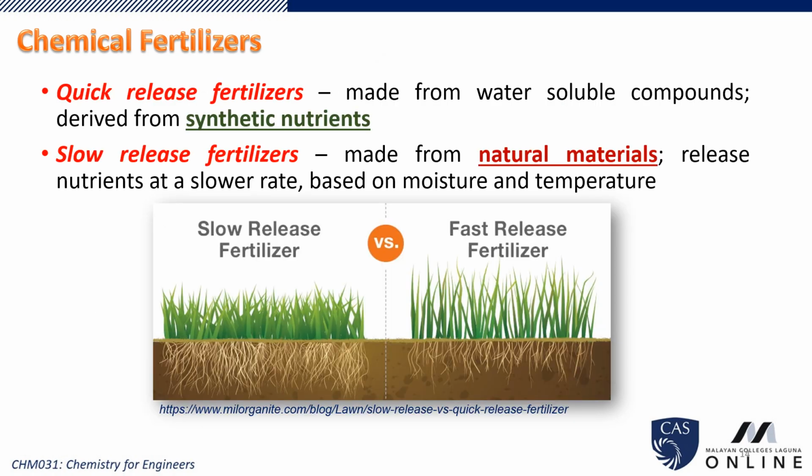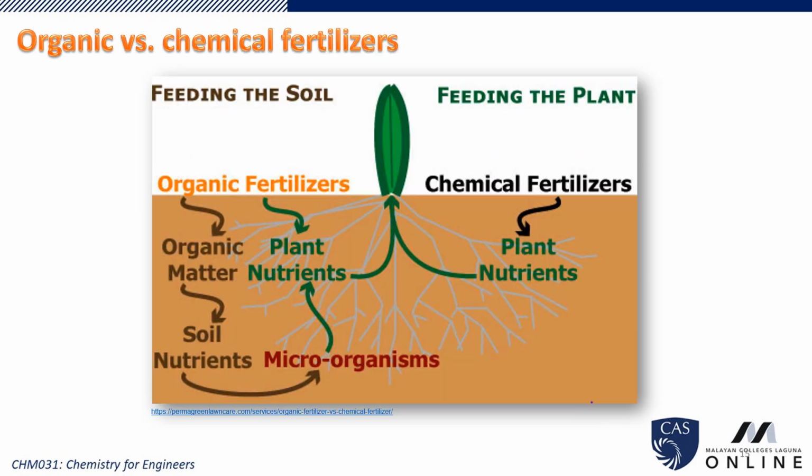There are two types of chemical fertilizers. First, we have the quick-release fertilizers made from water-soluble compounds derived from synthetic nutrients. And we also have your slow-release fertilizer made from natural materials, and they release nutrients at a slower rate based on moisture and temperature. Organic fertilizers in this case are derived from natural sources, while chemical fertilizers are synthetically produced. Each has their own advantages and limitations.